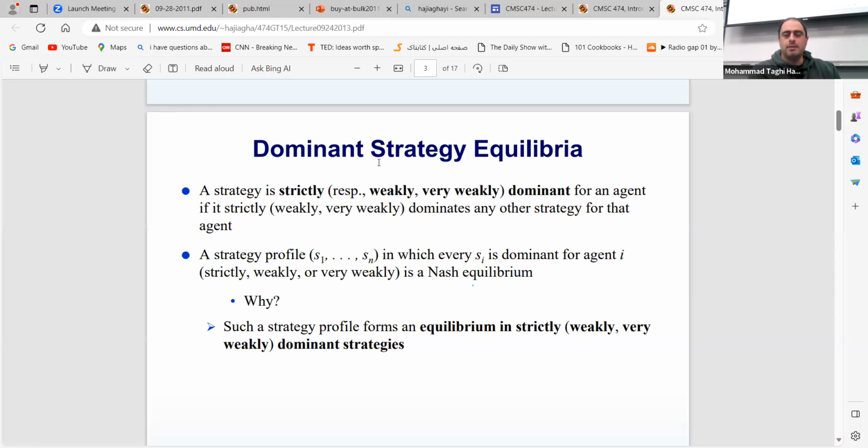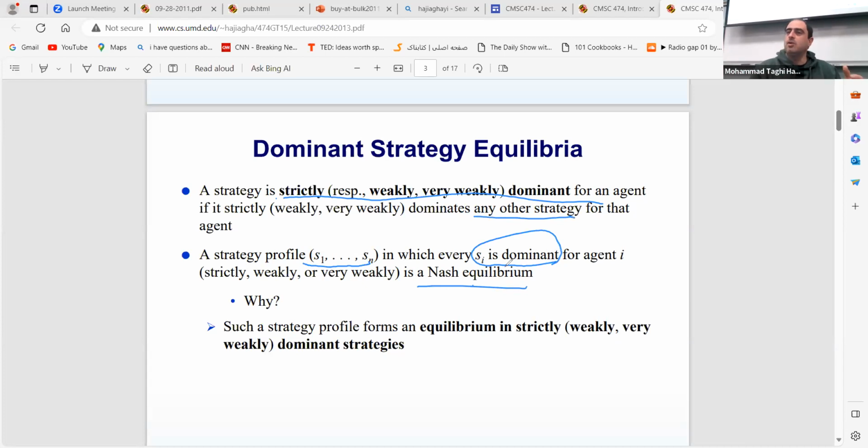So, this is again some definition: a strategy is strictly dominant for an agent if it strictly dominates any other strategy for that agent. Good. Now, a strategy profile S1, S2, ..., Sn, in which each Si is dominant, is a Nash equilibrium. Correct?